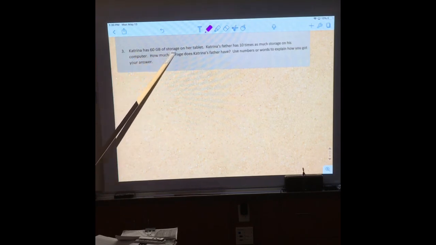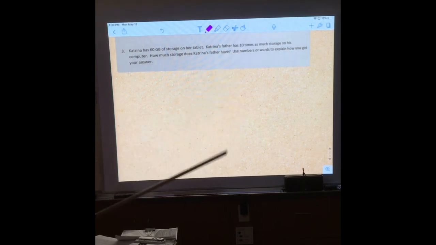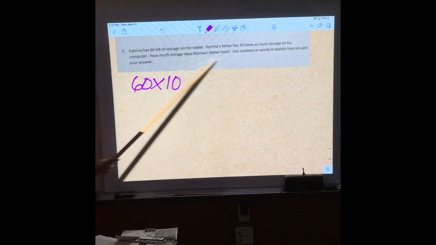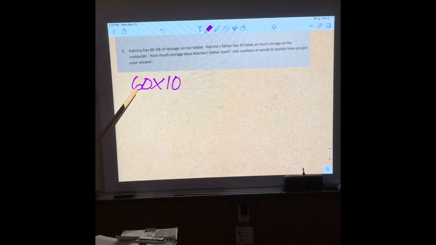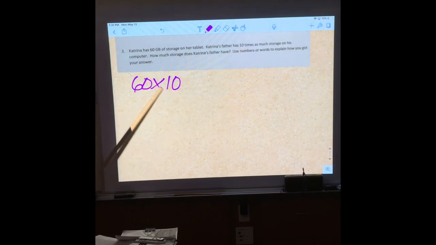Okay? And let's take a look at Katrina. She has 60 gigabytes of storage on her tablet. Katrina's father has 10 times that much on his computer. Okay, so Katrina's got 60 and her dad has 10 times as much. Whoa. How much storage does Katrina's father have? Use numbers or words to explain how you got your answer. Katrina's got 60. Her dad has 10 times as much. I'm going to show you a little shortcut right now. Ready?